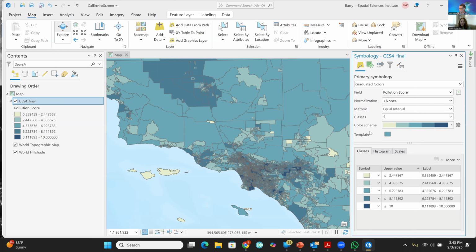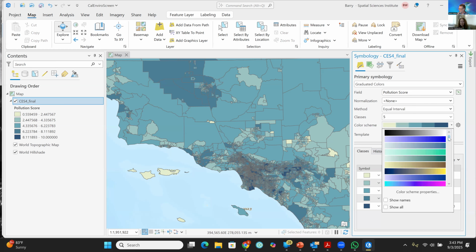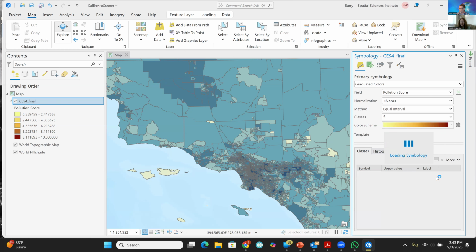Can we change the color of that? I don't like pollution in blue. Pollution should probably be in a red color. Here, I like the brown to yellow. That's kind of pollution-y looking. At the bottom there, that's a nice one. That one? Yeah.